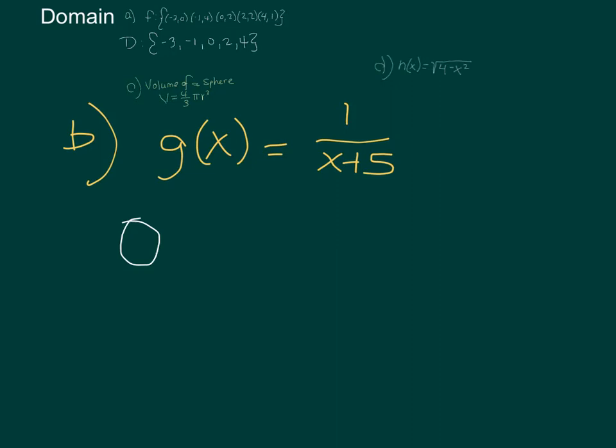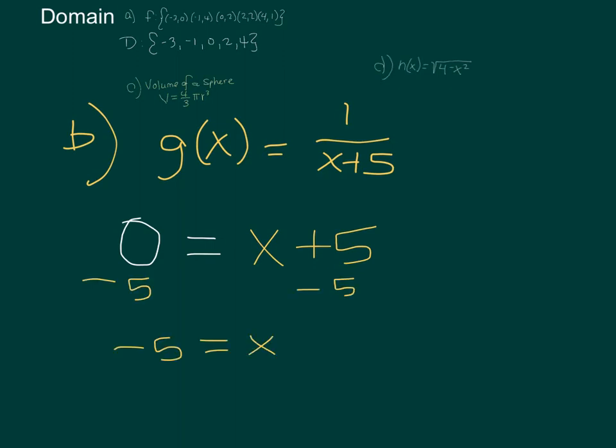Okay, if my denominator is equal to 0, when does my denominator equal 0? I'm going to solve this equation to find what x is. We see that when we plug in a -5 for x, then we get a denominator of 0. So our domain is going to be all real numbers except for -5.